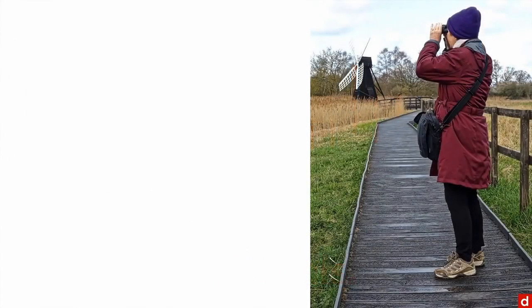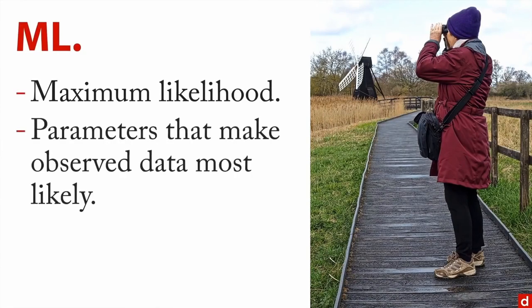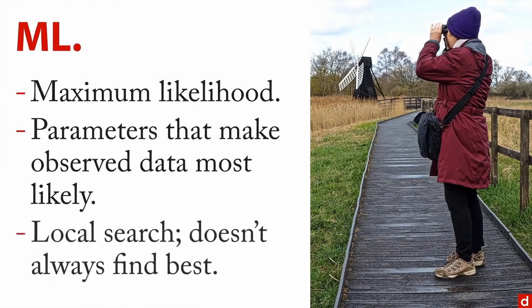Now, another approach is ML, which stands for maximum likelihood. And this is when you choose parameters that make the observed data most likely. It sounds kind of weird, but I can demonstrate it. And it's based on a kind of local search. It doesn't always find the best. I like to think of it like a person here with binoculars, looking around them, trying hard to find something, but you could theoretically miss something.